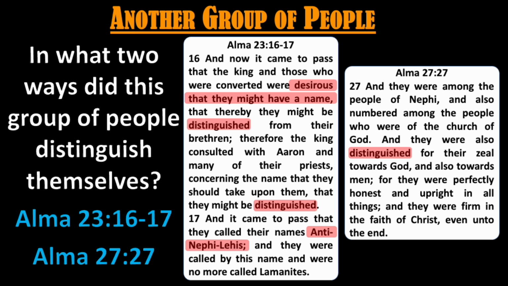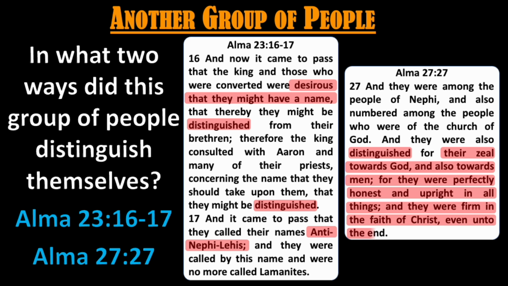Well, the Anti-Nephi-Lehis distinguished themselves in another way as well. How do they do it? In Alma 27:27. And they were among the people of Nephi, and also numbered among the people who were of the church of God. And they were also distinguished for their zeal towards God, and also towards men. For they were perfectly honest and upright in all things, and they were firm in the faith of Christ, even unto the end.